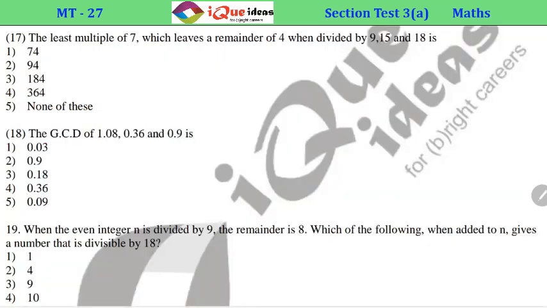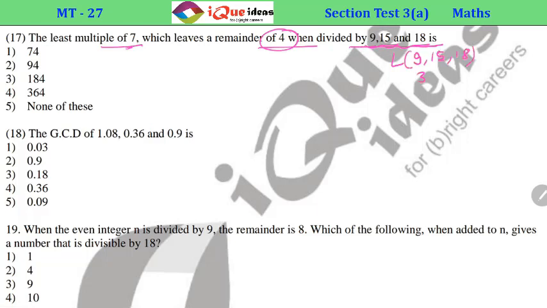Now the next one, 17th question. It says the least multiple of 7 which leaves a remainder of 4 when divided by 9, 15 or 18. So for a second, leave this 7. Let's take LCM of 9, 15 and 18 and add 4 to get the first number like this. So for example, let's take the number which is divisible by 9, 15, 18. That will be the LCM of 9, 15 and 18.